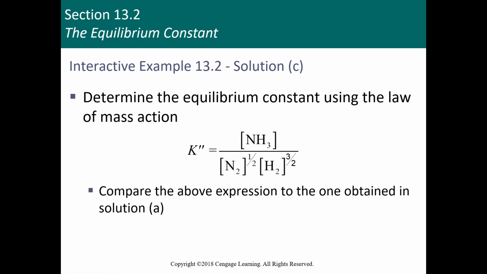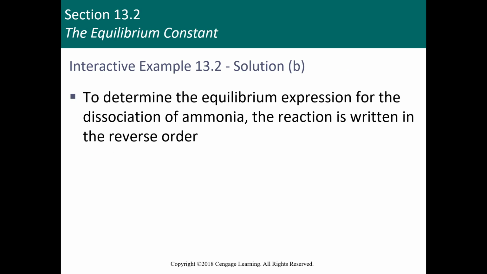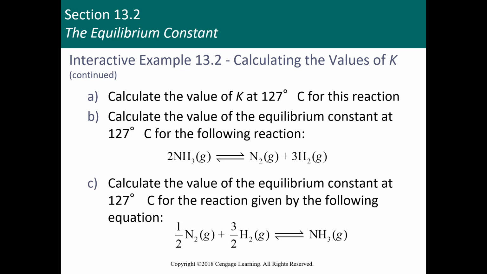Okay, so C, let's determine the equilibrium constant using the law of mass action for that new reaction. So I should have copied that new reaction right here. You will notice that in this case, again, this is going to be similar to the previous one. We have the formation of ammonium right there. So it's like this one right here. But instead of doing these as whole numbers, these are now fractions.